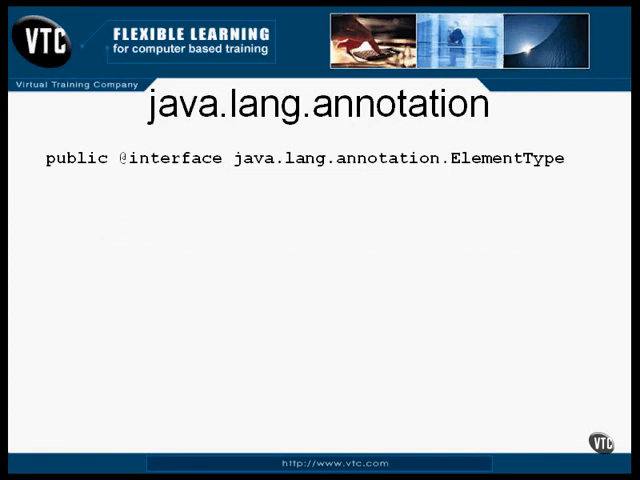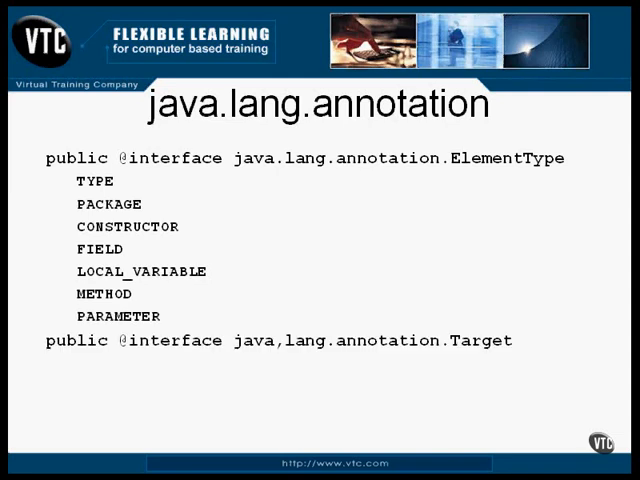Another enumerated type is the ElementType. It specifies the type of thing the annotation is to be applied to. Now, this value indicates that the annotation will be applied to a class, interface, enumerated type, or to another annotation. You can also attach an annotation to a package declaration, a constructor, a field value, a local variable, a method, or a parameter. You specify the element type by using a Target annotation.